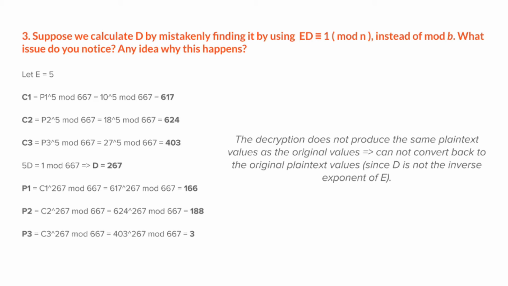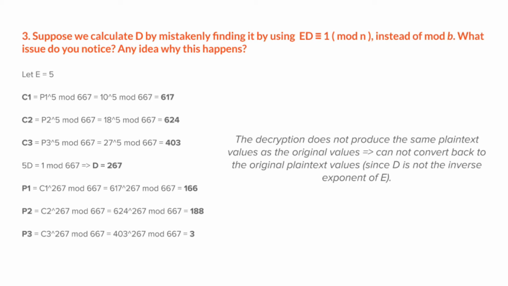So it's not 10, it's not 18, not 27. We actually get incorrect results for all 3 plain text values. And the reasoning for this goes back to the explanation for the first question, where ED is equal to 1 mod B is actually derived from the fact that E is relatively prime to B. So GCD of E comma B is equal to 1.